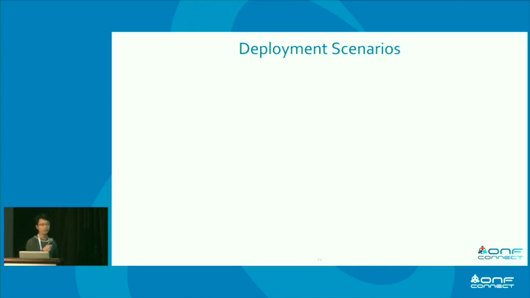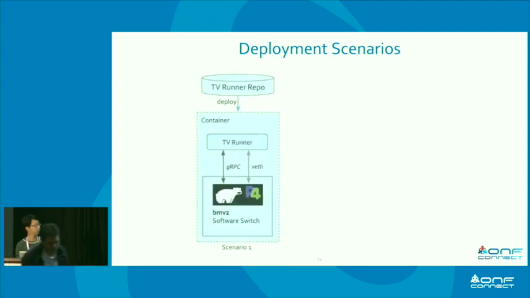Okay, as we already mentioned, we currently support two deployment scenarios. The first one is to deploy with a single container. In this case, the container will have a BMv2 switch and the TV runner binary embedded. And inside the container, the TV runner will talk to the switch via both gRPC and virtual Ethernet interfaces.